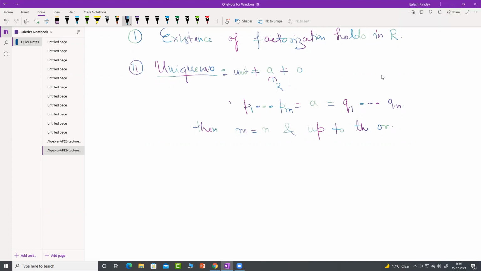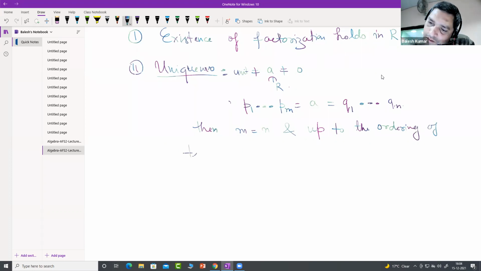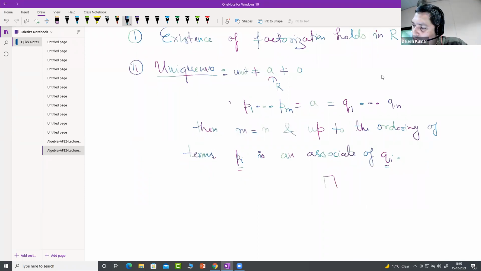And up to the ordering of terms, as we have discussed, Pi is an associate of Qi. Therefore these factors differ only by units. So this is the definition of unique factorization domains.